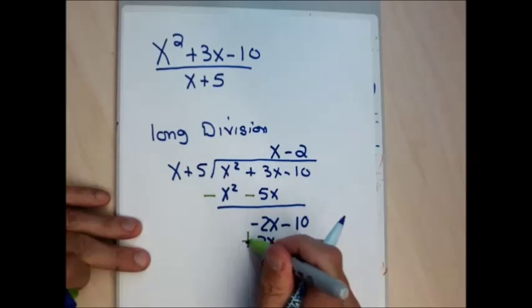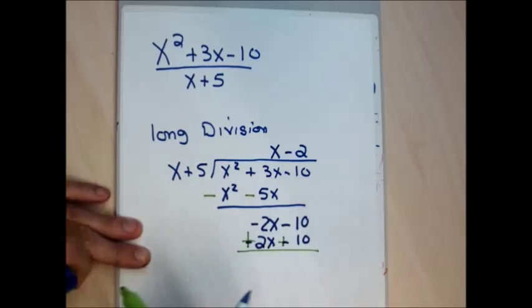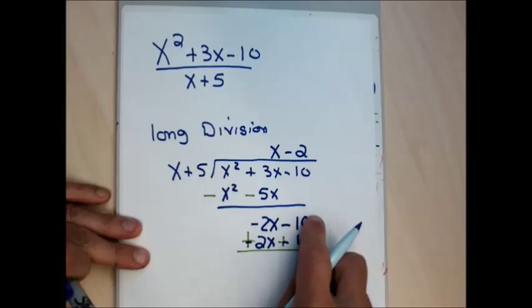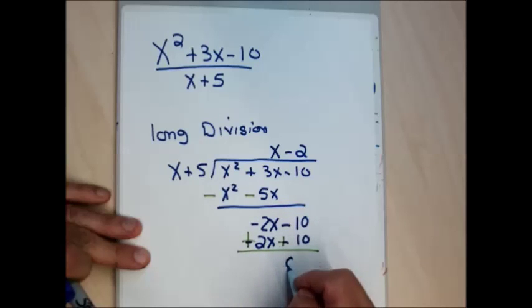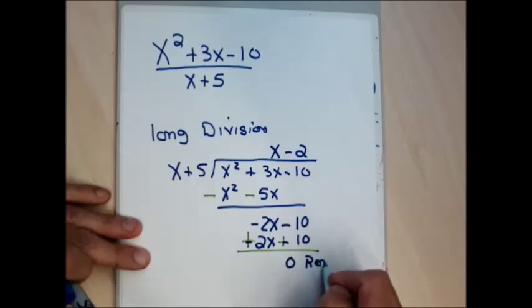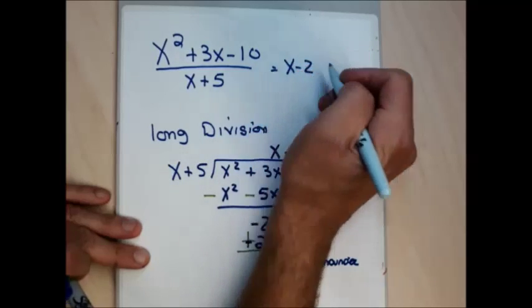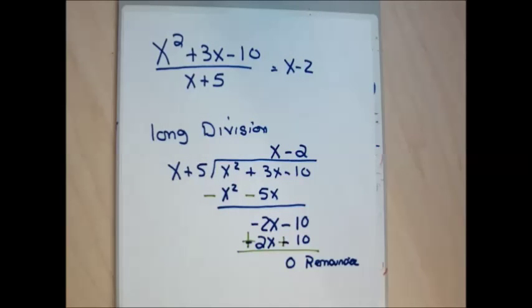I change the signs and I combine. Negative 2x and positive 2x is 0. Negative 10 and positive 10 is 0. This is my remainder. I've done long division and I've got a remainder of 0. The answer to this is x minus 2. Technically x minus 2 with remainder of 0.